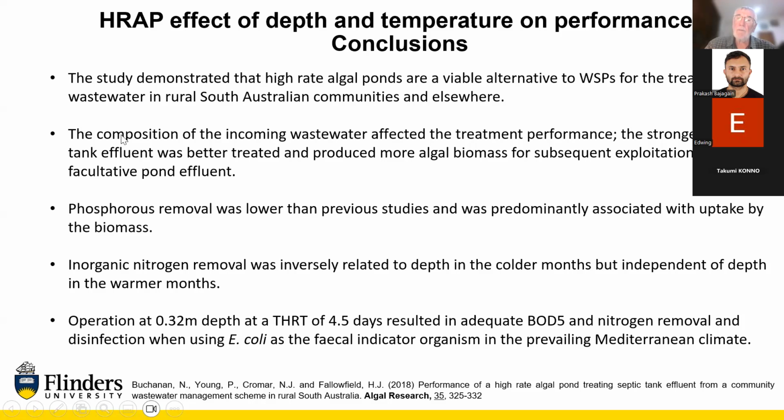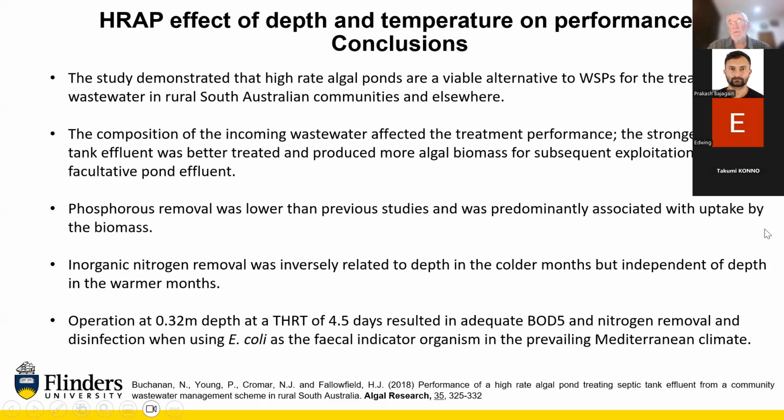When we compared the facultative pond used with the high rate pond for the whole treatment, the performance of the high rate pond was actually better on the strong septic tank effluent, the more concentrated effluent, than if we treated effluent that had already been through a facultative pond and were trying to replace the maturation ponds. We showed that it's much better to take the septic tank directly into the high rate pond, and it will produce equivalent treatment performance.